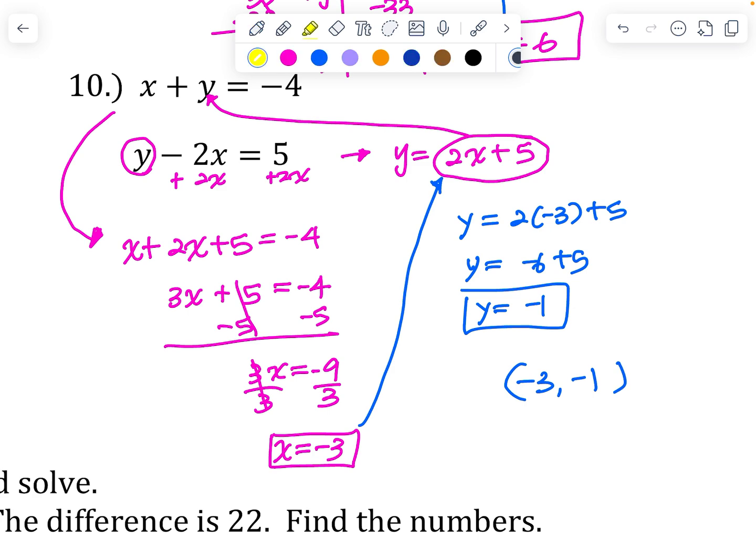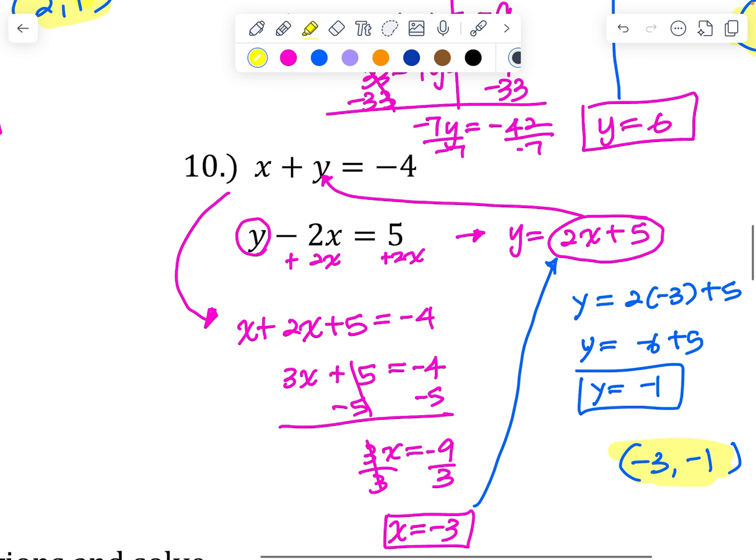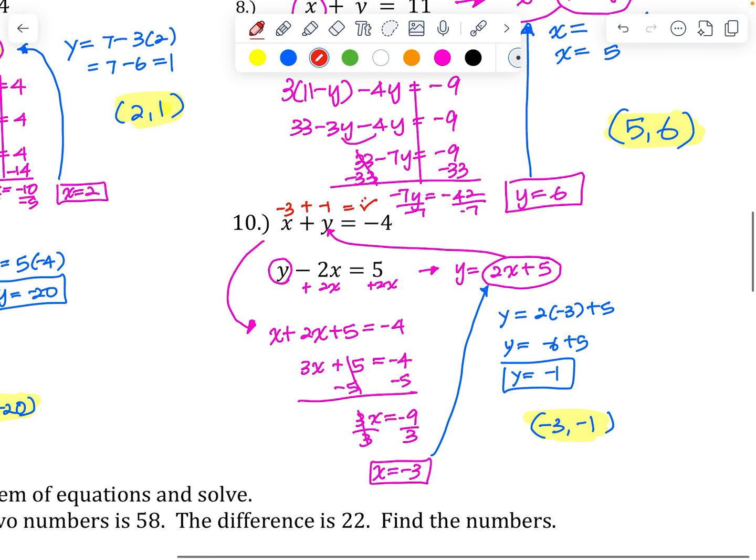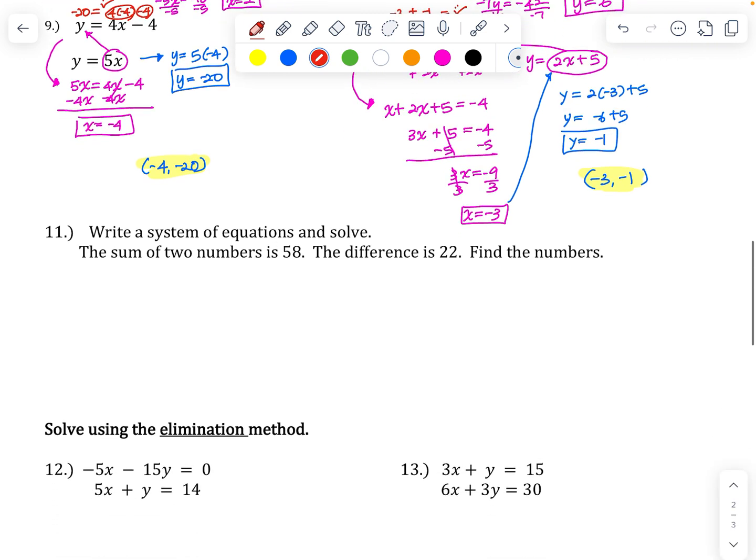And it's time for happy check. So I go x is negative 3, y is negative 1, and add them together. They do equal negative 4. Yay, happy check. All right, number 11.